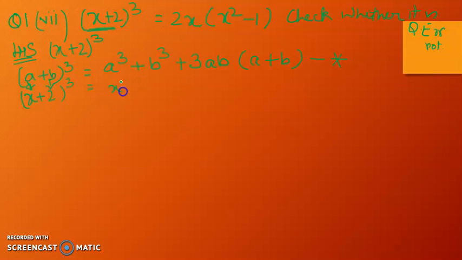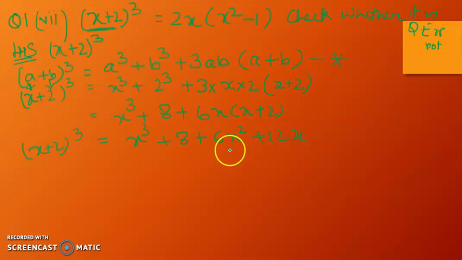So you can write this as x cube plus 2 cube plus 3 into x into 2 into (x plus 2). So x cube, what is the value of 2 cube? 2 twos are 4, 2 fours are 8, plus 8, 3 twos are 6, 6x into (x plus 2), which is equal to x cube plus 8 plus 6x square plus 12x. So (x plus 2) whole cube is equal to a cube plus b cube plus thrice a into b, so 3 into 2.